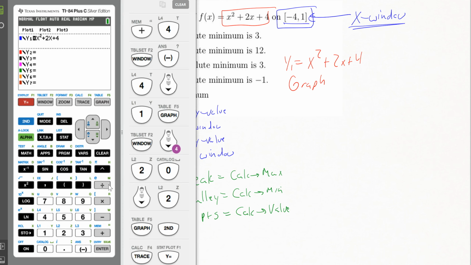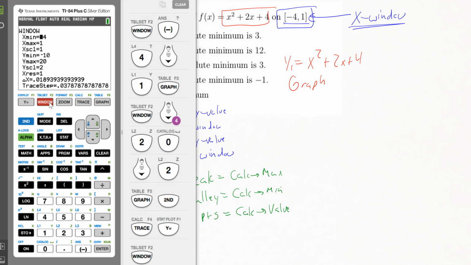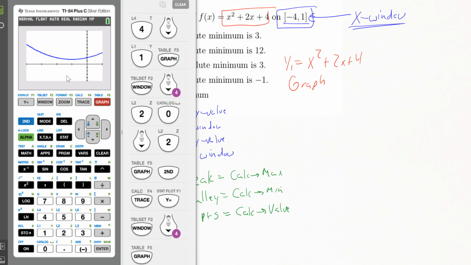Opening up my calculator, I type in y equals x squared plus 2x plus 4. I go ahead and set my window to go from -4 to 1 on my x min and my x max. And then I bumped my y max up to 20 so that I could see the full graph. When I graph this, you'll notice that I have an absolute max happening at the left endpoint here, and I've got an absolute min happening at a valley in the middle right there.